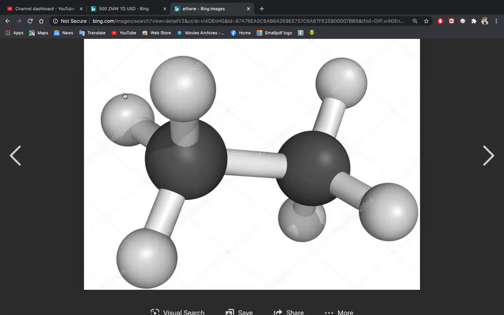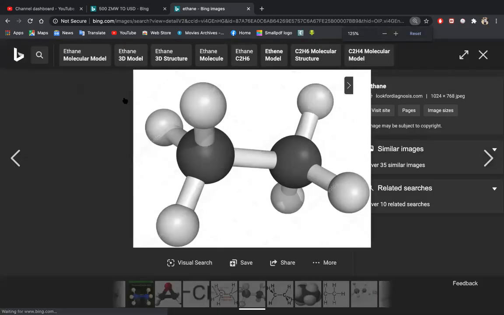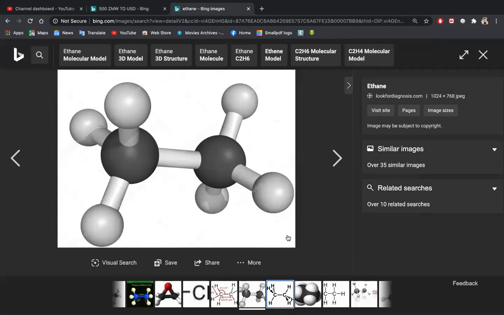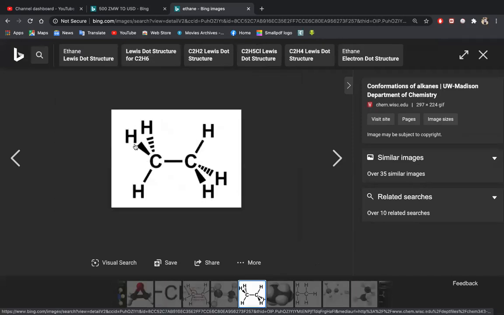So what's facing you? What's facing you in a molecule is what we are giving a wedge. So this hydrogen you're seeing here is facing us. It's facing you. Because this is just on a plain paper.